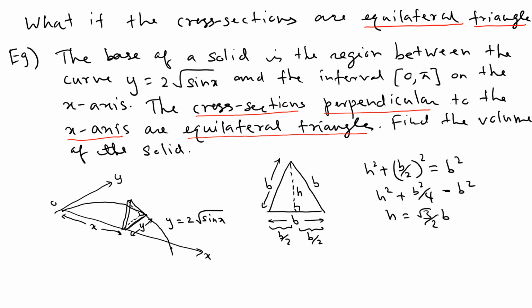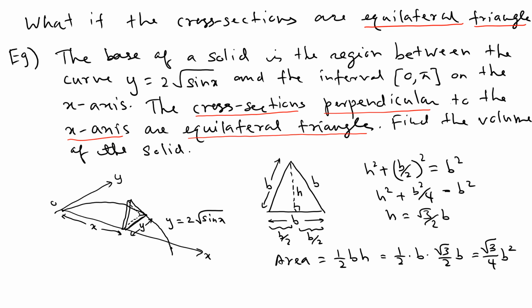Now we can write the formula. So the area of a triangle formula. The area of the triangle is simply half base times height. So it is half, base is b, height is square root 3 over 2 b. If you simplify, you're going to get square root 3 over 4 b squared. So you can use this as a formula. If you know the base length, the area of an equilateral triangle is square root 3 over 4 b squared.